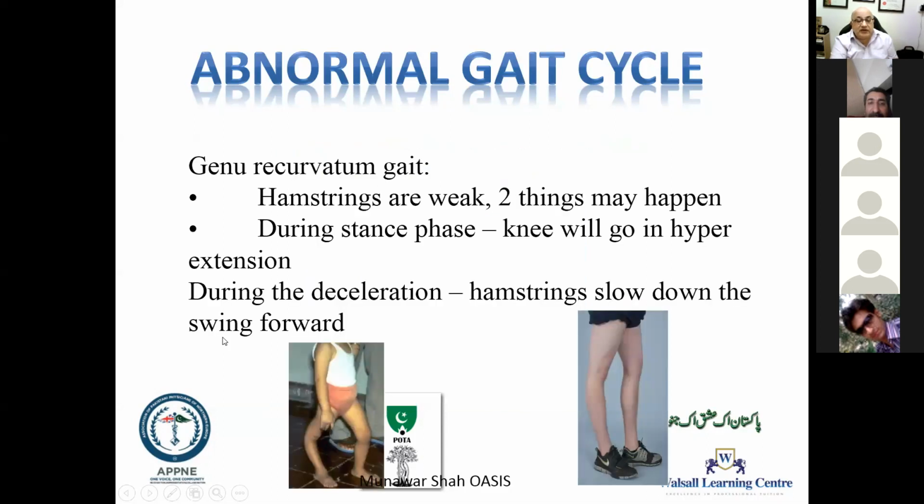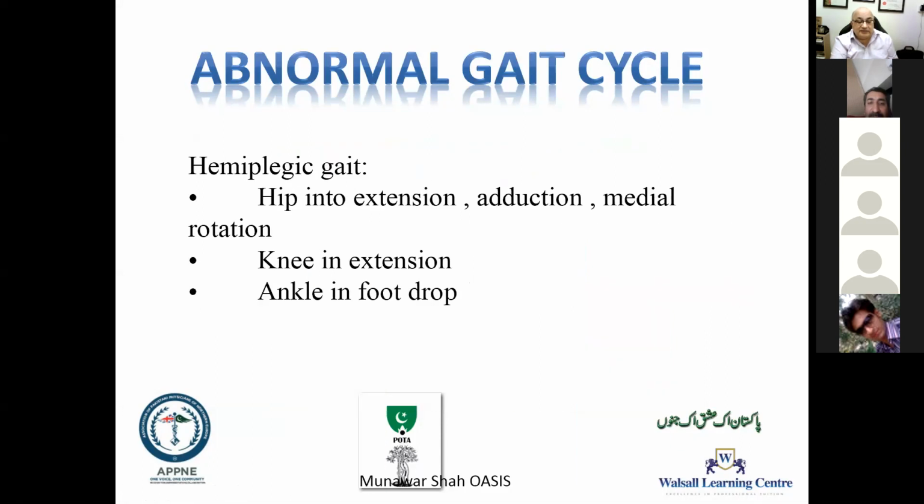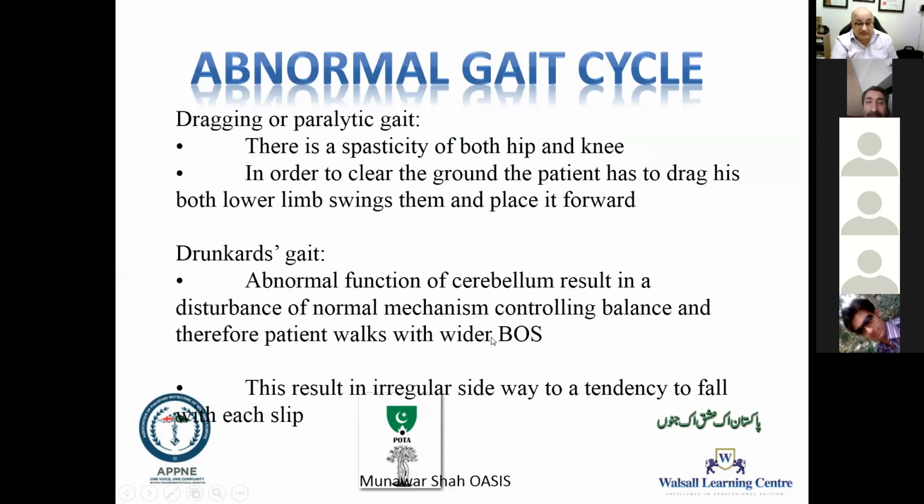So again, a genu recurvatum, or a knee that has gone in that position, is a leg length discrepancy gait, isn't it? They have one leg shorter than the other side, and that's what the gait is going to be. A hemiplegic gait is when one side is not working. You've seen them, and they're walking with a knee in extension and the ankle completely flat. Okay, and the hip is also in extension in these patients. Okay, that's a paralytic gait.